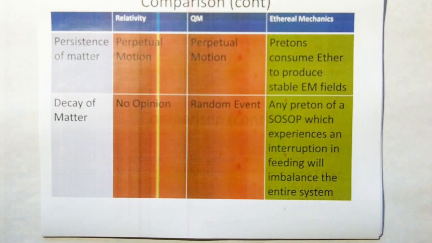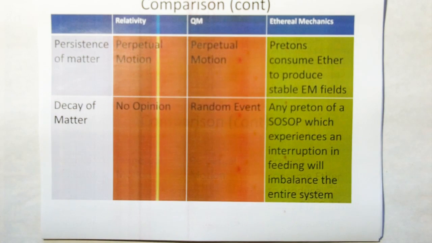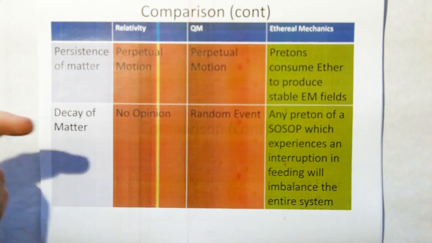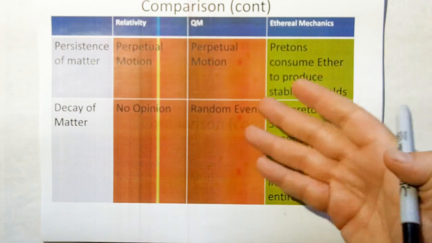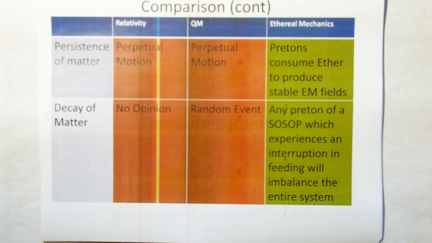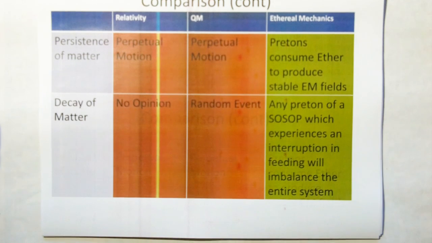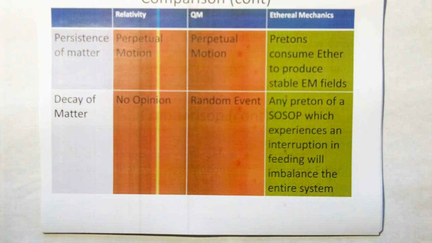In ethereal mechanics, protons consume ether to produce stable EM fields, and this leads to the decay of matter. In relativity, they have no opinion on the decay of matter. Quantum mechanics, oh, it's a random event. Yeah, it's statistical, we can't understand that. Ethereal mechanics: if you starve matter of ether, matter will decompose, it'll break down.